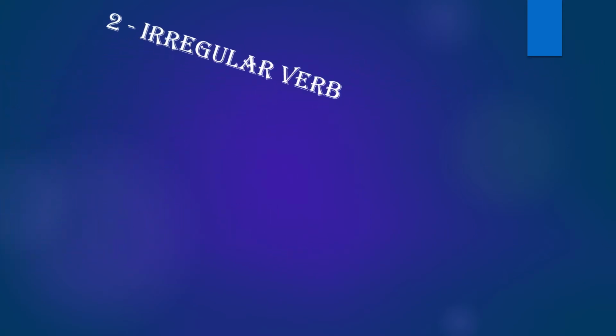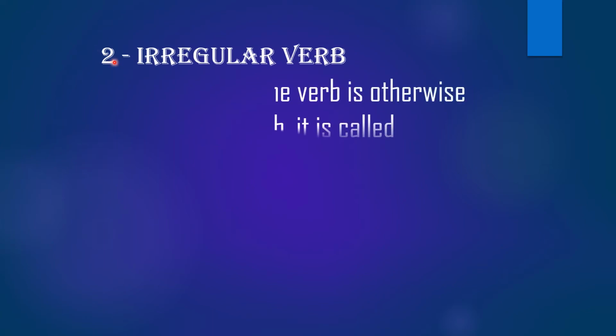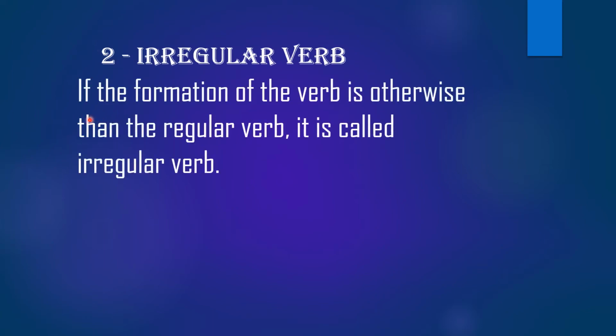Now see the second type, that is called irregular verb. Irregular verb: if the formation of the verb is otherwise than the regular verb, it is called irregular verb.